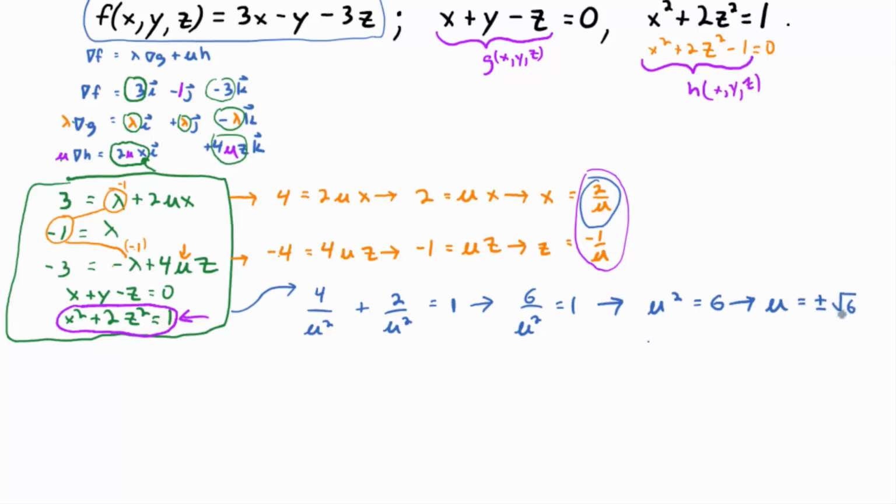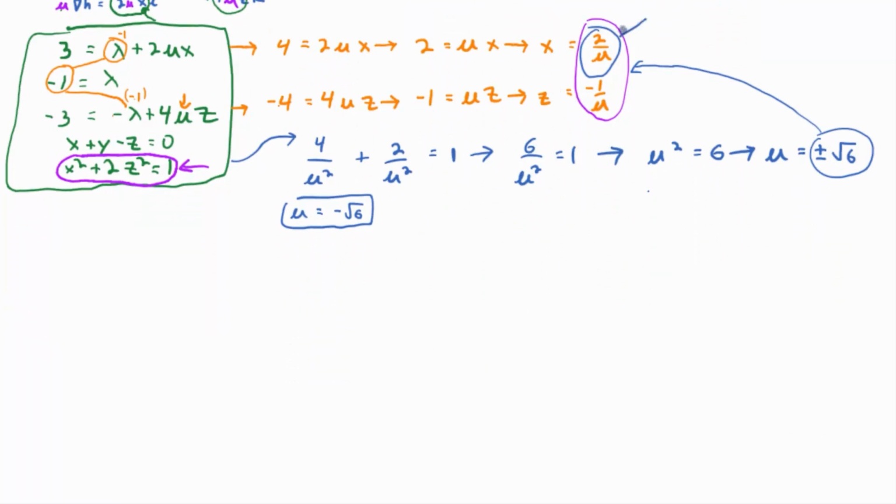So now I'm going to want to go back to these two. And I got x and z, don't I? Does everybody see that? So we do have to be careful here. So let's look at the case where mu is negative root 6 and the case where mu is positive root 6. So if mu equals negative root 6, let's make that one case.